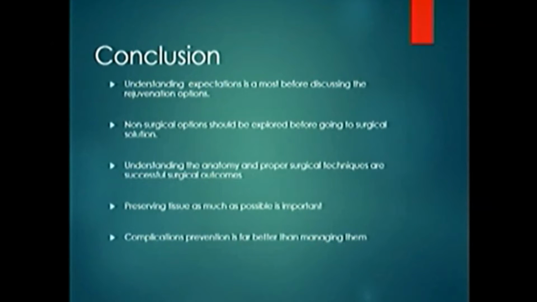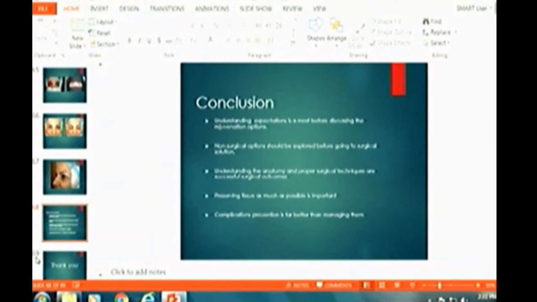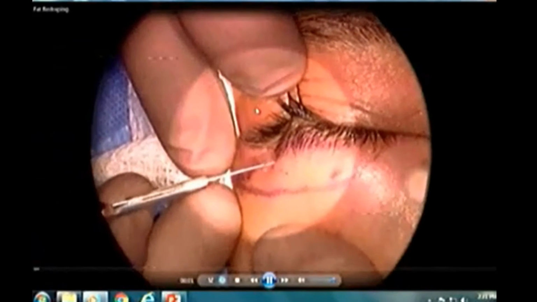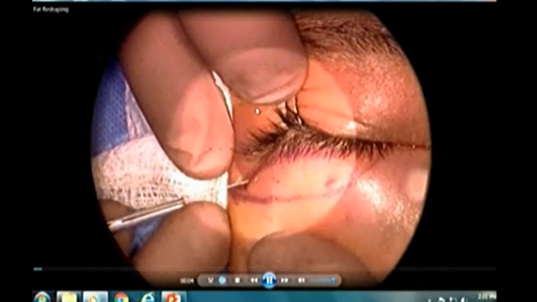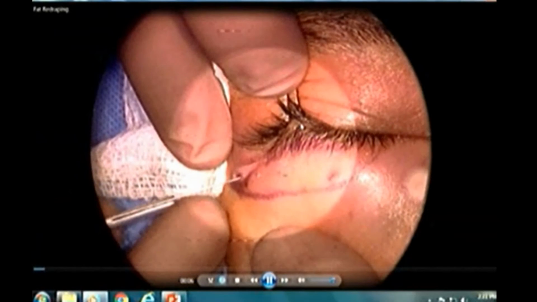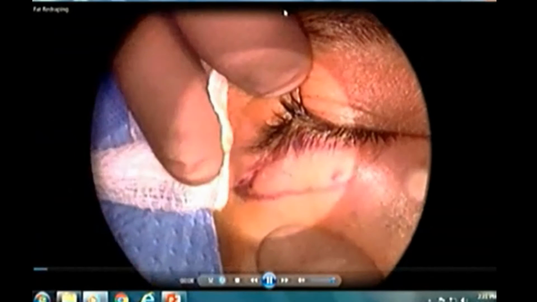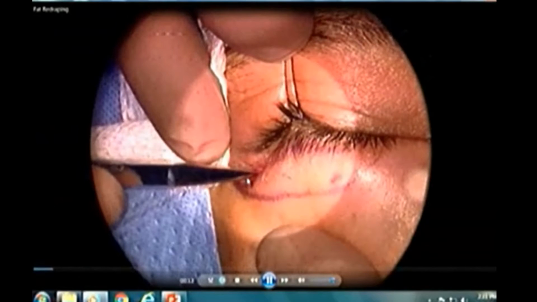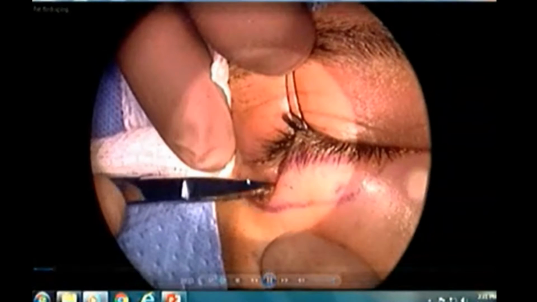So, before we conclude, I just want to show you some videos. Let me show you how I do my fat reposition and also the transcutaneous approach. So for this patient for lower lid blepharoplasty, normally I start with a traction suture. You can see it here in the lower lid margin, and I retract the eyelid. Then I start by making an incision in the lateral part of the marked skin.